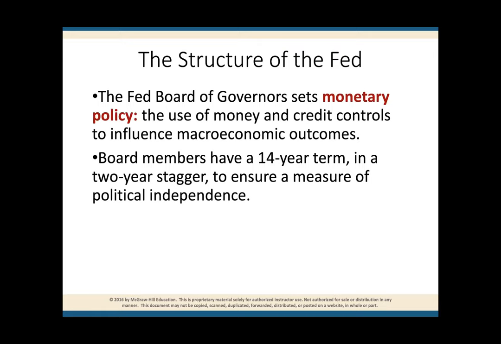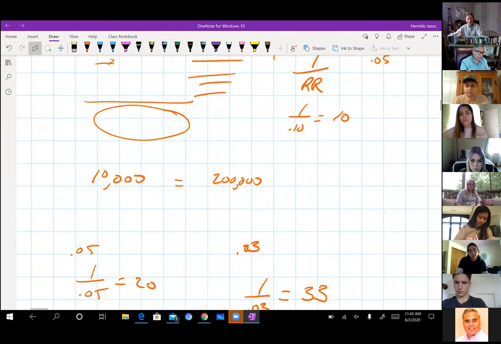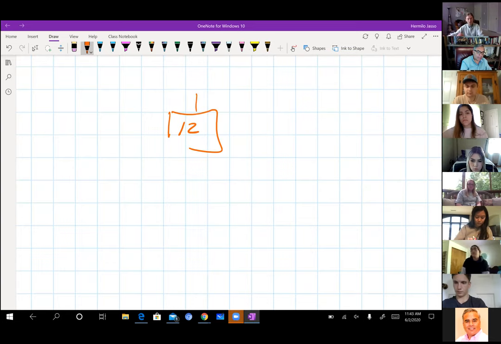Now, their responsibility is to help the economy achieve macroeconomic goals. Remember: economic growth, price stability, and full employment. By changing the amount of money in the economy, they can actually achieve those goals. Okay, so again, this is the board of governors. So what we're saying is this: the 12 banks are managed by the board of governors, right?